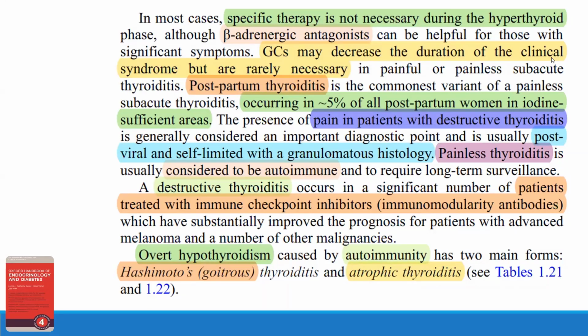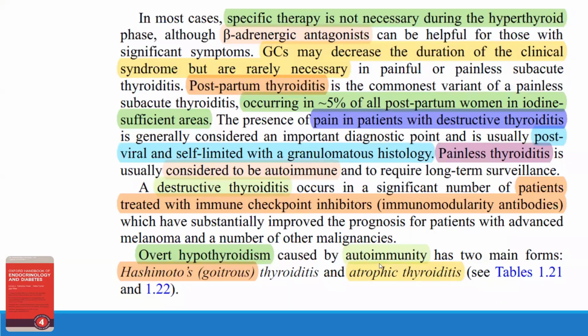Postpartum thyroiditis, this is a very important topic in the exam, which occurs in about 5% of all postpartum women in an iodine sufficient area. Usually the presence of pain in a patient with destructive thyroiditis means subacute de Quervain thyroiditis, which is a post-viral thyroiditis. Most thyroiditis is painless thyroiditis. Autoimmune thyroid disorder is usually painless thyroiditis. Destructive thyroiditis occurs in a significant number of patients treated with immune checkpoint inhibitors, and I will cover these drugs after a few slides.